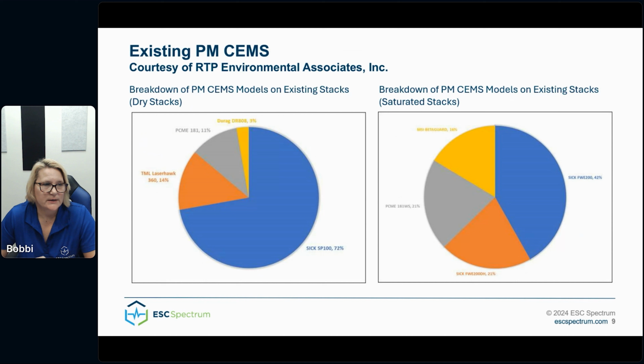So out in industry right now, the existing PM CEMS, here's a breakdown of the installed monitors for both wet and dry stacks. This is provided by RTP Environmental Associates, according to the last check that they've done. So SICK does hold the largest market share on the dry stacks, followed by TML, Envia, PCME, and Durag. SICK also holds the highest market share on wet stacks with their FWE 200 and the newer FWE 200DH, followed by PCME and the MSI BetaGuard. The MSI BetaGuard is not a light scatter device, that is a beta attenuation monitor.